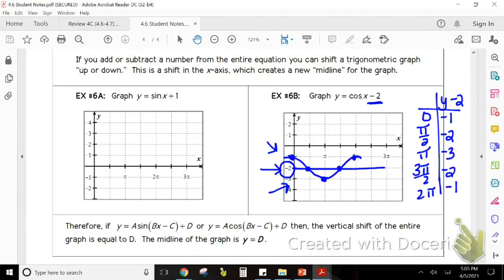So it says, therefore, if y is equal to a sine of bx minus c plus d, or y equals a cosine of bx minus c plus d, then the vertical shift of the entire graph is equal to d. So the midline of the graph is y equals d.